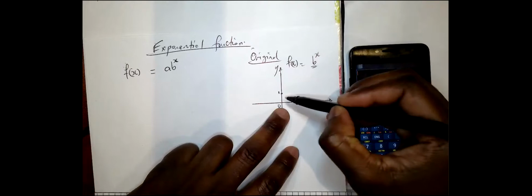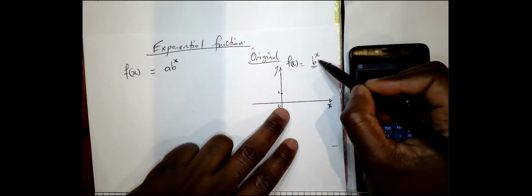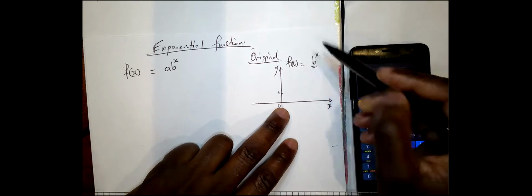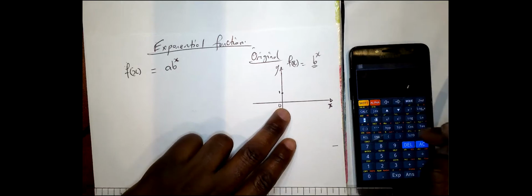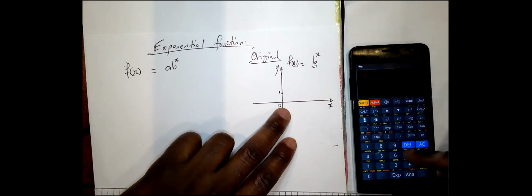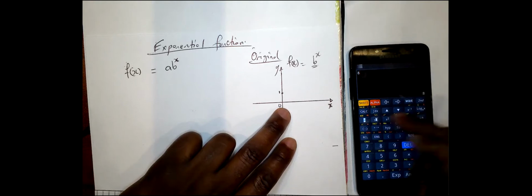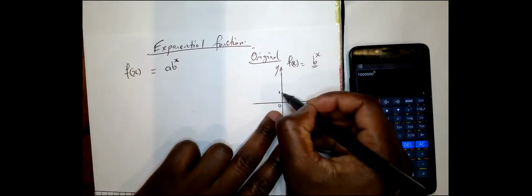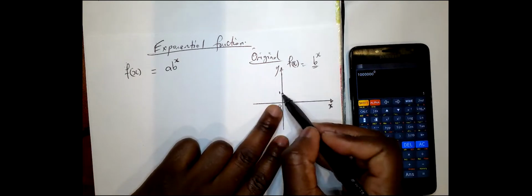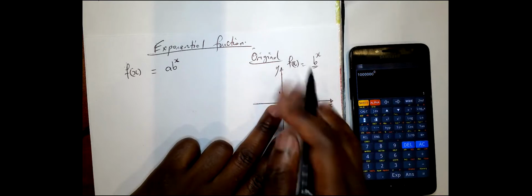So if we are saying f of x equals b to the power x, and we are saying when x is equal to 0, b can be any number. Okay, it's representing any number. So if you just say a to the power 0, what do we get? We get 1. Even if we say 1 million to the power of 0, you still get 1. So that's why our y-intercept is 1. Okay, so it's always like that.